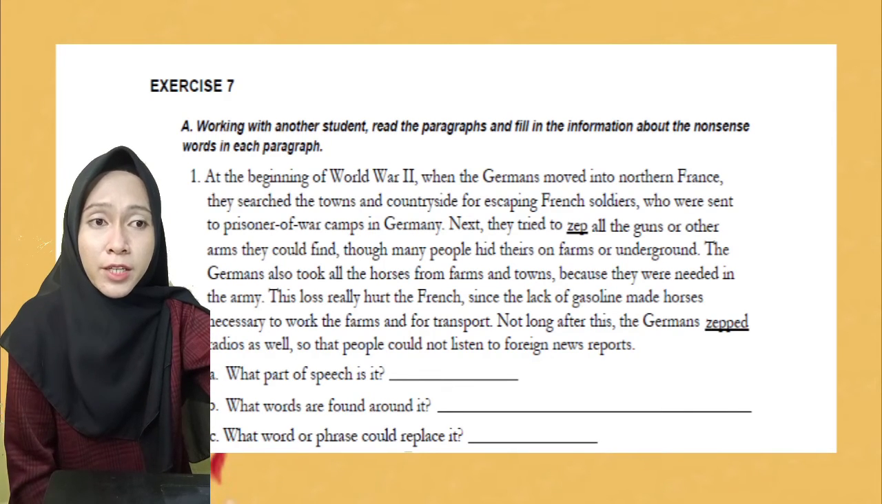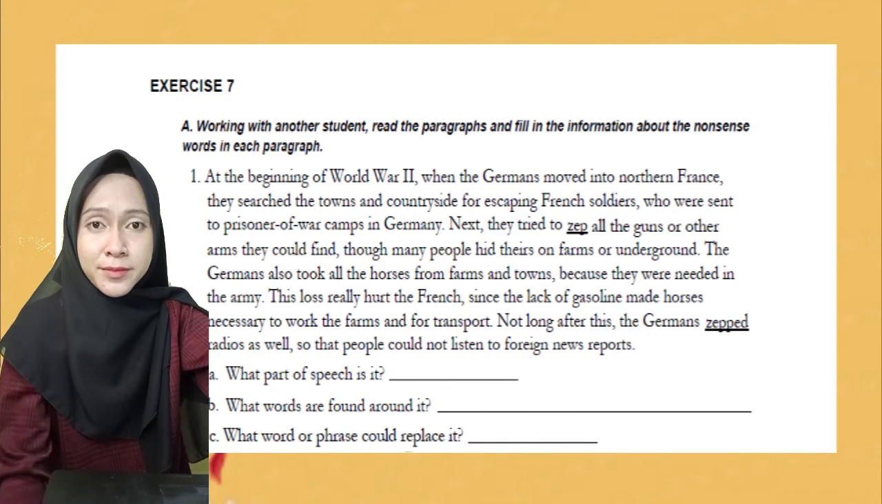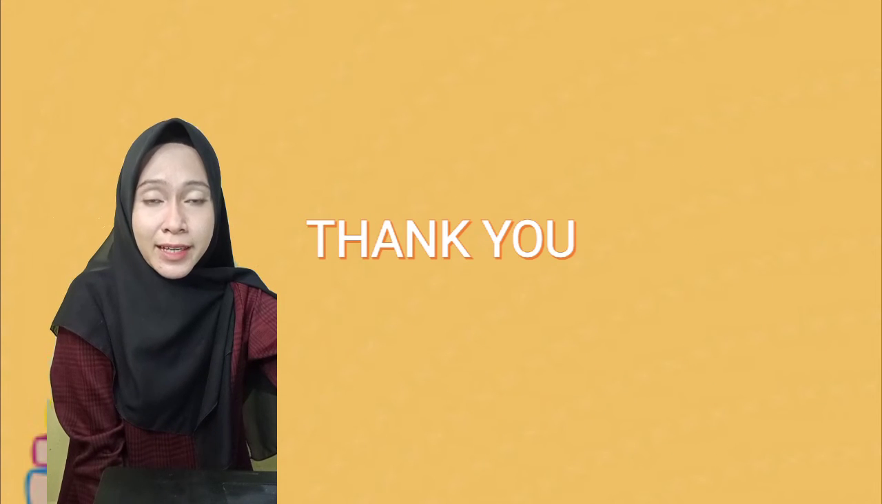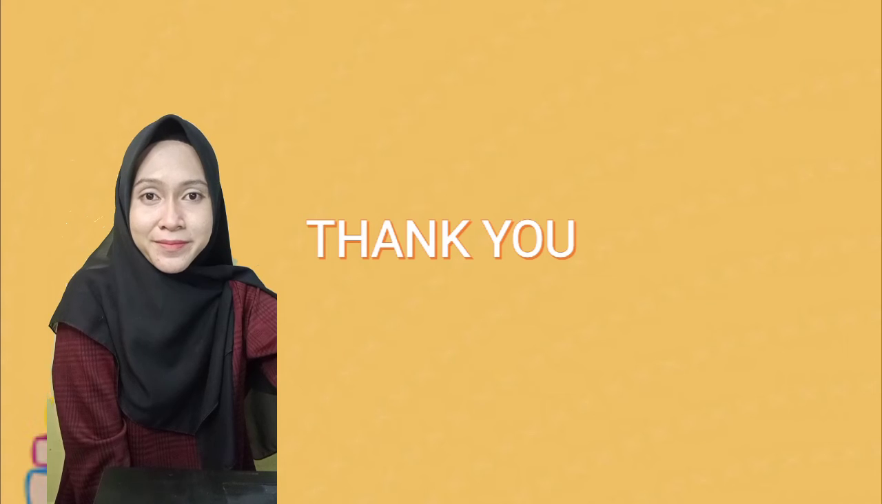Okay, now that we know the answer, we're going to answer the first question. What part of speech is it? As we know, take is a verb. For the second question, what words are found around it? The answer is "tried to zap" and "the Germans zap." Okay, I think that's all. I'm so sorry if I have so many mistakes. Thank you for your attention.